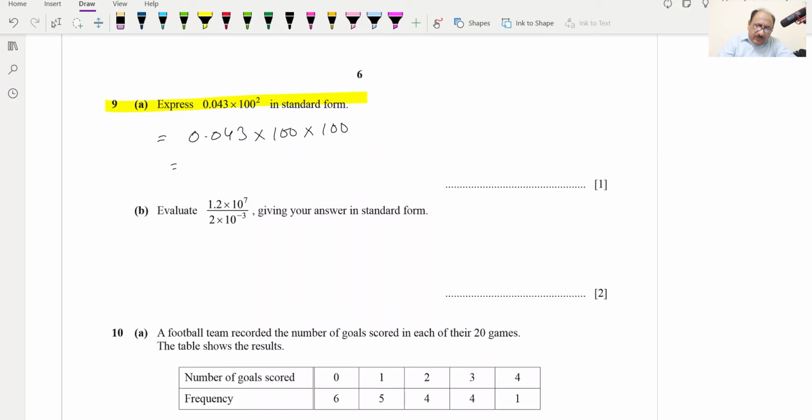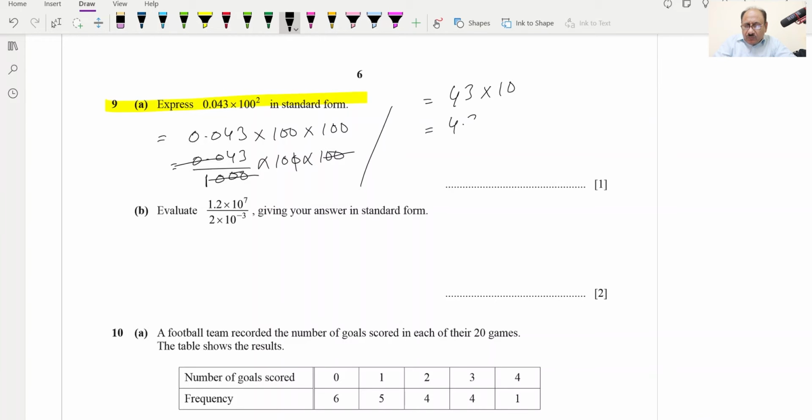I'll rectify it. This will be 0.043. To get rid of this decimal, we'll put 1 0 0, so this decimal is gone, and multiply by 100 into 100, and 3 zeros will be cancelled with these 3 zeros, and we will get 43 multiplied by 10, which we can write as 4.3 into 10 raised to the power 2. So 4.3 into 10 raised to the power 2. This will be a 1 mark question. Directly we can write the answer, but I have written the explanation for your understanding. Hopefully you are getting this.